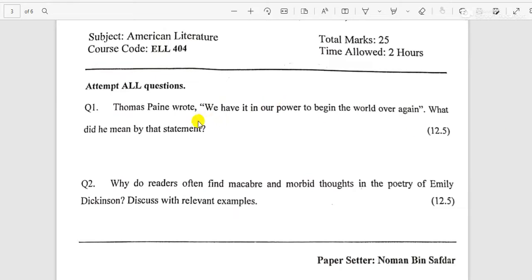Question number 1. Thomas Paine wrote, "We have it in our power to begin the world over again." What did he mean by that statement? And question number 2 is, why do readers often find macabre and morbid thoughts in the poetry of Emily Dickinson? Discuss with the relevant examples.